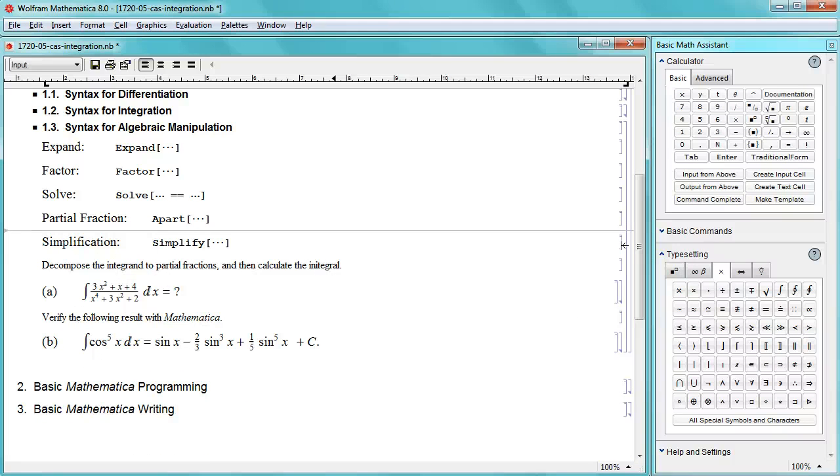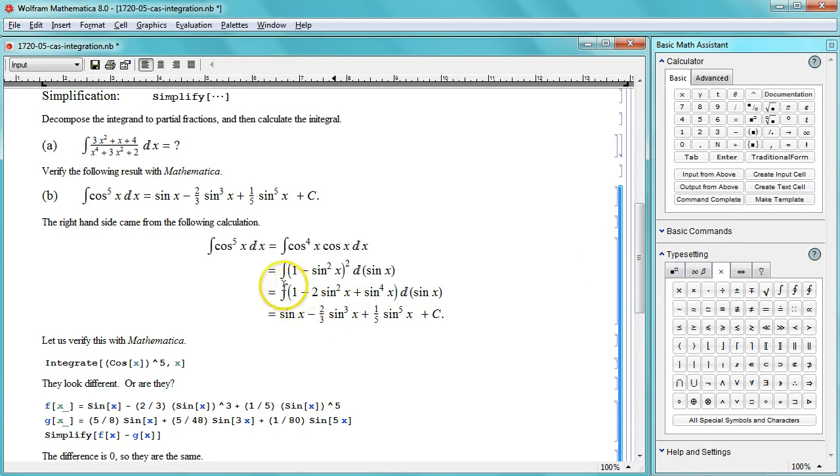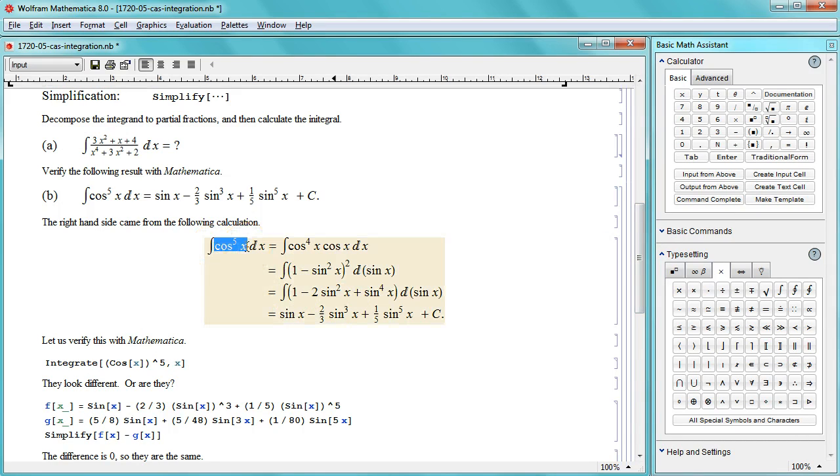Finally, simplification is also a very useful command. Let me explain it through 1.3b here. Okay, you can calculate the antiderivative of cosine to the 5th power like this, using the kind of techniques we used in 7.2. Cosine to the 4th power times another cosine, and then cosine to the 4th power can be rewritten as a function of sine function, kind of like this. And then in the end, we have the answer like this: sine of x minus 2/3 sine cubed of x, and so on and so forth.